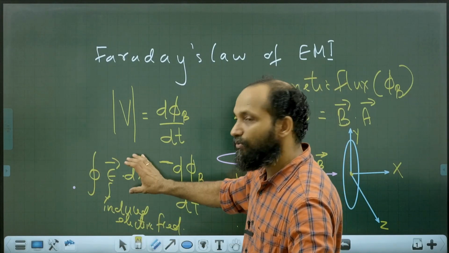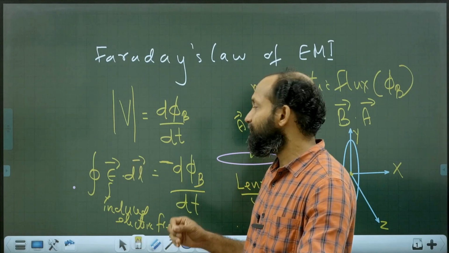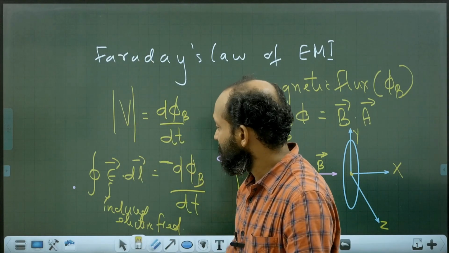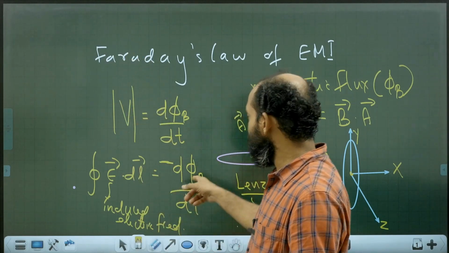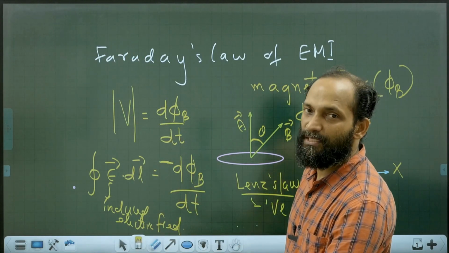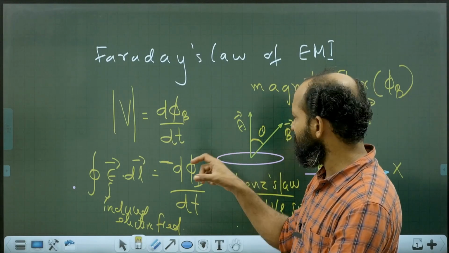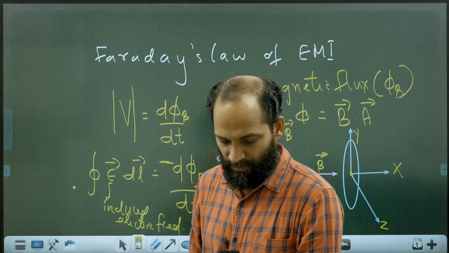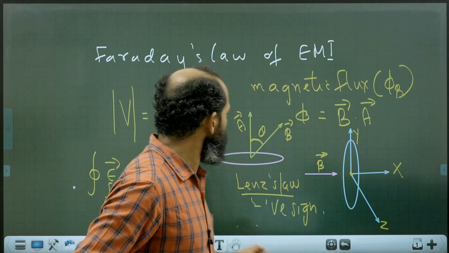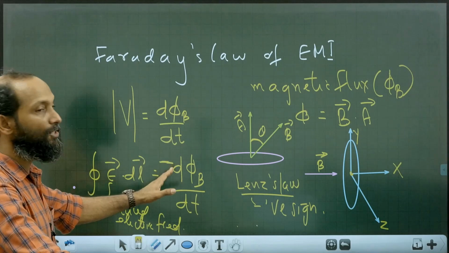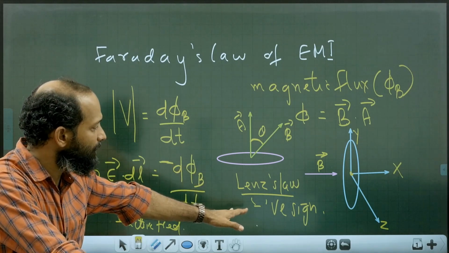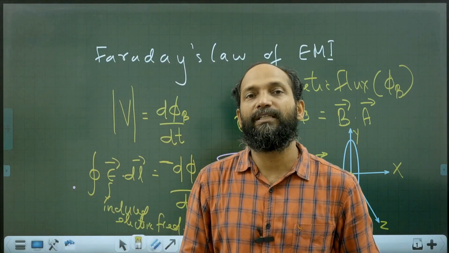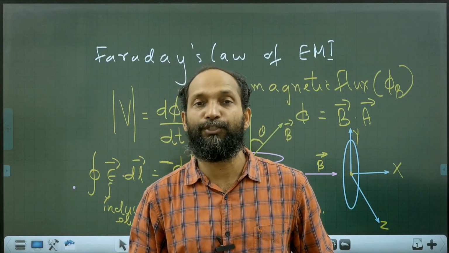This is actually the work done in moving a unit charge over a closed loop, which is nothing but d phi by dt. That work done is the rate at which the flux changes with time. So induced voltage is equal to minus d phi by dt. That negative sign is introduced by Lenz's law. Lenz's law is the basic law used for finding the direction of induced EMF and induced current.